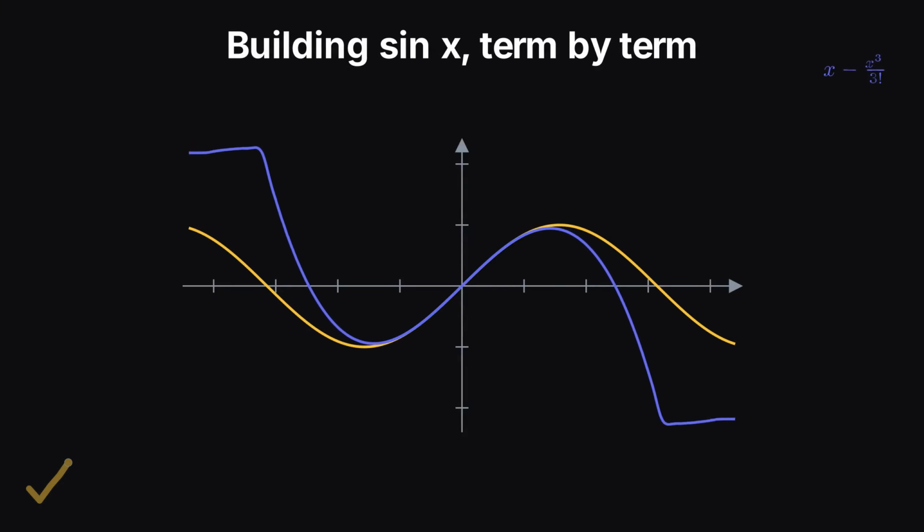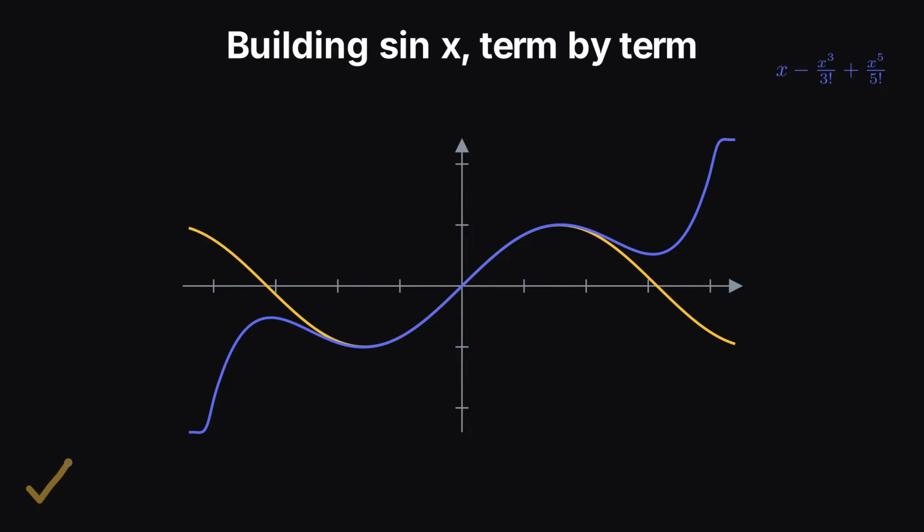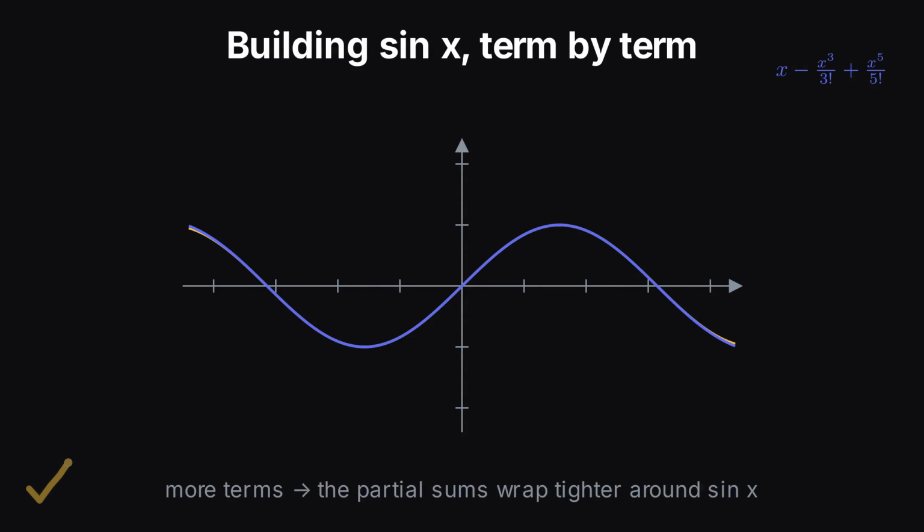The first term is just x, a straight line. It matches near 0, then flies off. Add minus x cubed over 3 factorial and it bends back into a wave. Add plus x to the 5th over 5 factorial and it hugs the curve even further out. Keep adding terms and the partial sums wrap tighter and tighter around the sine curve, matching it over a wider and wider stretch. For sine, the series eventually agrees with the function everywhere.